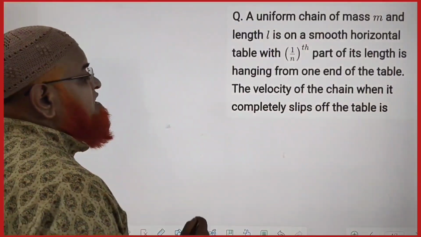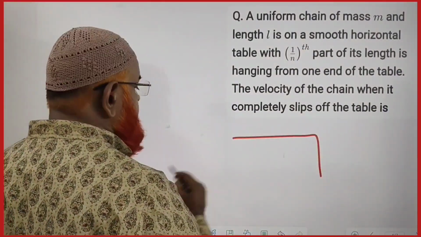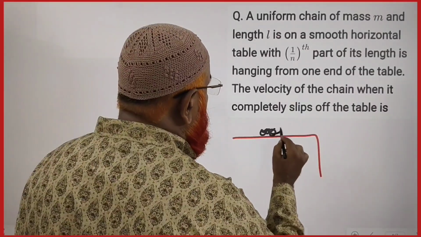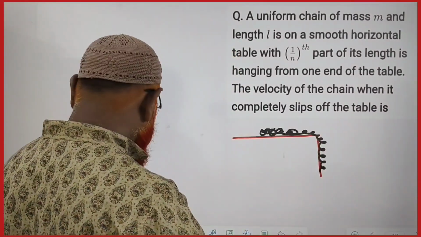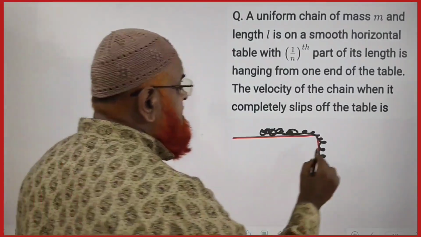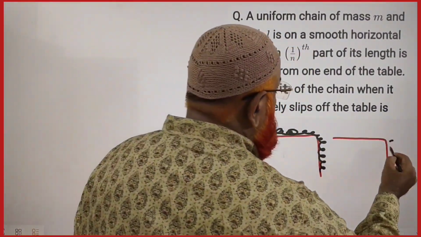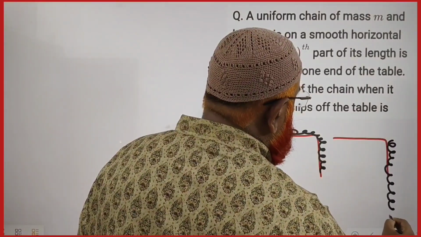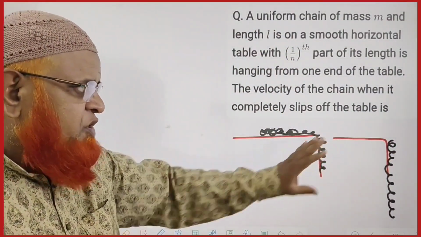Find the velocity of the chain when completely slips from the table. So let us take this as a table, and this is a chain which is hanging on the table. Okay, so after some time what is going to happen? Completely chain is slipping. Okay, so total chain is going to slip.